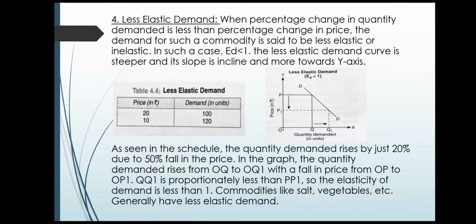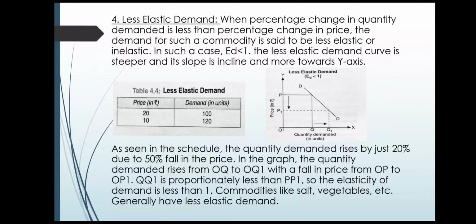The fourth degree of elasticity is less elastic demand. When percentage change in quantity demanded is less than percentage change in price, the demand for such a commodity is said to be less elastic or inelastic. In such a case, elasticity of demand is less than 1. The less elastic demand curve is steeper and its slope is inclined more towards the y-axis.